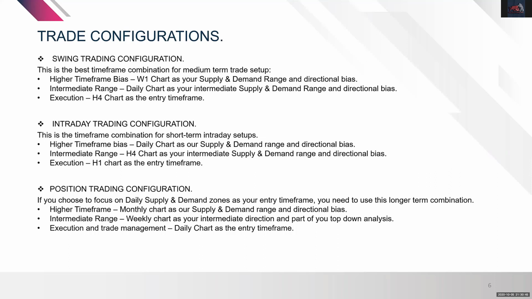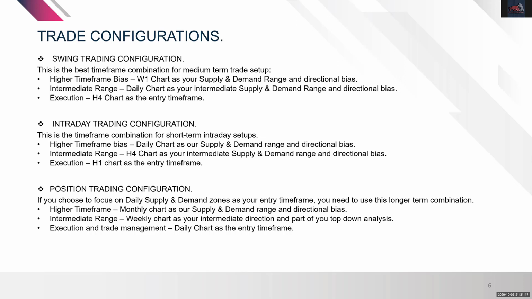You do your analysis on a weekly chart, right? Your analysis is based on a weekly chart. So this is where your supply and demand range and directional bias is on a weekly chart. Your intermediate range is on a daily chart, is your intermediate supply and demand range and directional bias. So your execution is going to be on the H4 time frame. So this is a swing trading configuration.